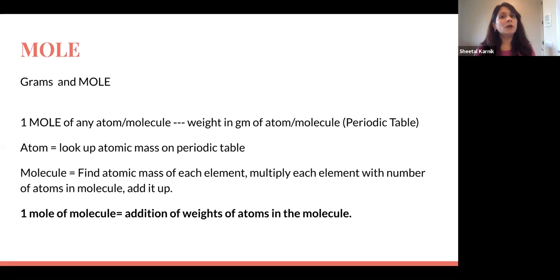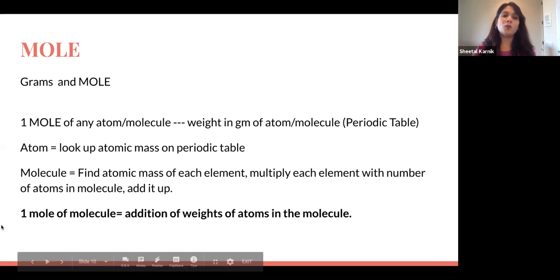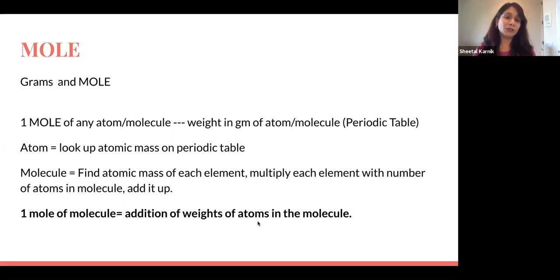If it is a molecule, well, there is just one additional step. We'll have to dissect the molecule, find the total number of atoms for each element, find the atomic mass for every atom, add it all up, and we would be able to tell the molecular mass. And therefore, for 1 mole of a molecule, the weight is going to be the addition of weights of atoms in that particular molecule. So now that we know this concept, now that we know how to find the grams from mole, or how to find how many grams are in a mole, let's solve a couple questions and lock in that concept.